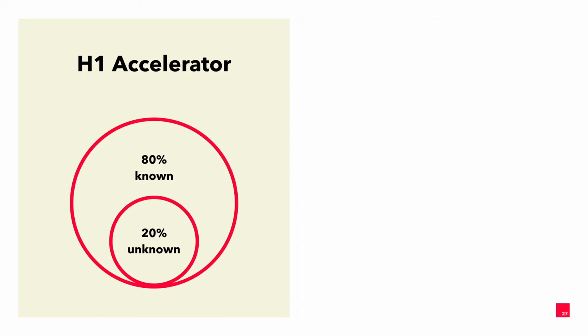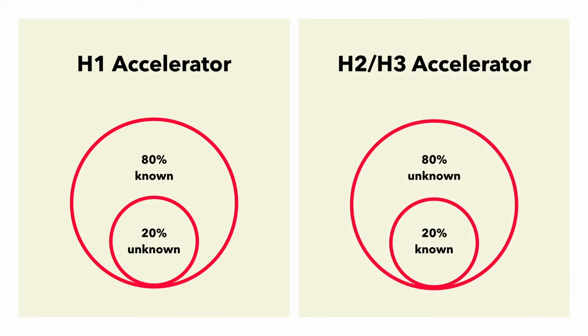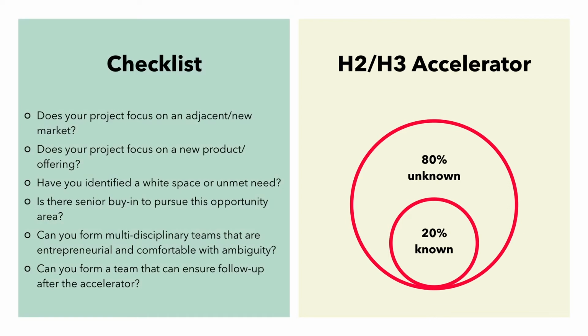On the other hand, if you're focusing on Horizon 2 or Horizon 3, you're focusing on adjacent or new market. There is a new product or offering. It's really crucial there that you have senior buy-in because there's a lot of unknown. So you need the space and the time and the freedom to explore different options. And you need to be able to form a multidisciplinary team that's entrepreneurial enough and that's comfortable in that ambiguity.